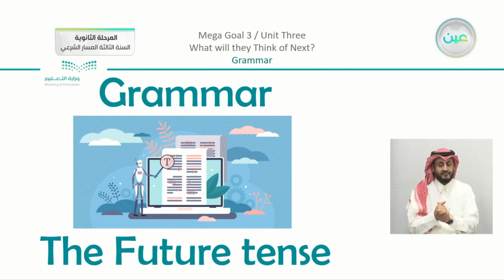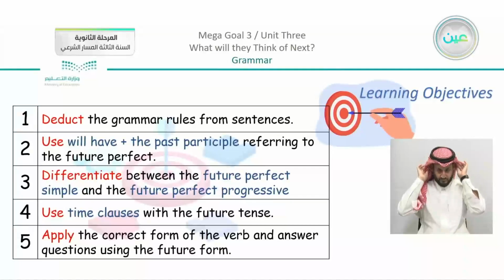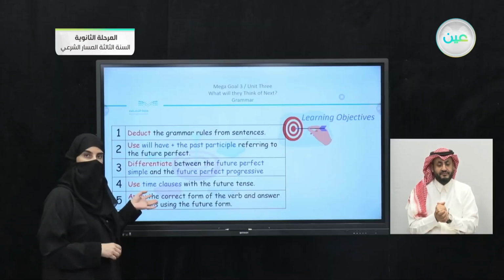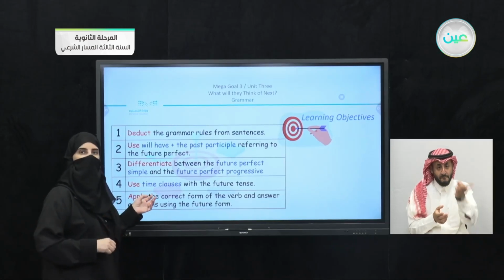Now, we have the grammar lesson. Our objectives are: deduce the grammar rules from sentences; use will have plus the past participle, referring to the future perfect. Now, do you recall the present perfect? This time we have the future perfect.